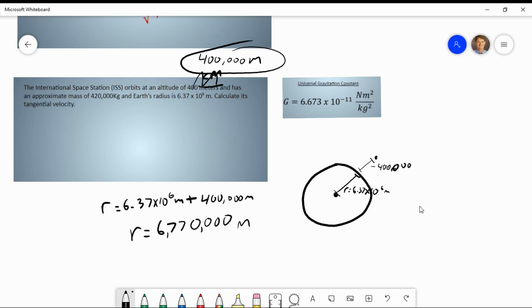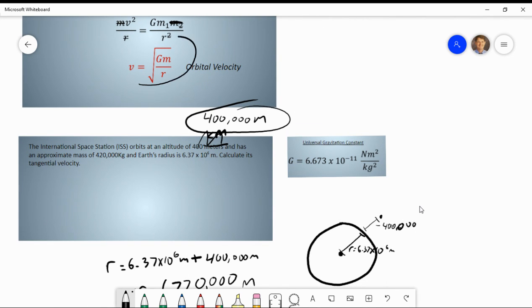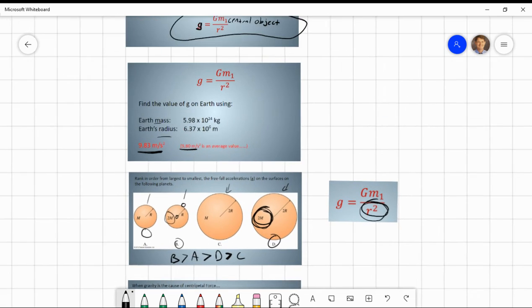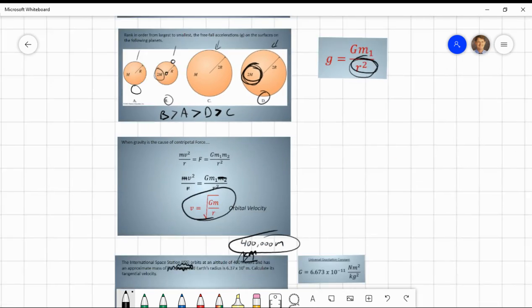All right. And honestly, at this point, what's the velocity? Just plug it into the equation now, right? We got a radius. We got the mass of the Earth. This mass doesn't matter. So that means, what is the mass of the Earth? We don't have the mass of the Earth. Ooh, what a jerk move. We've got it over here. The mass of the Earth is 5.98 times 10 to the 24 kilograms.